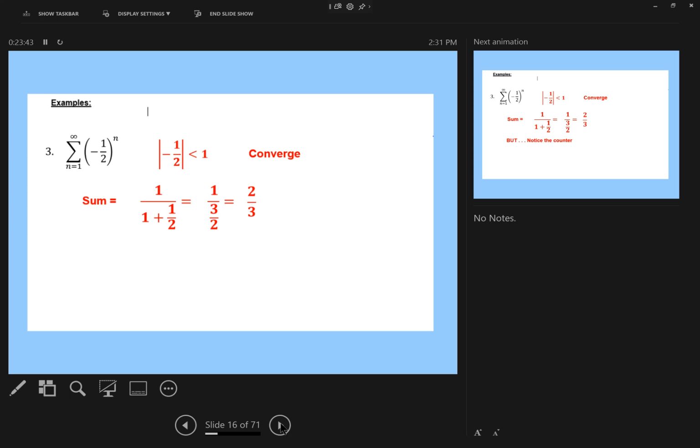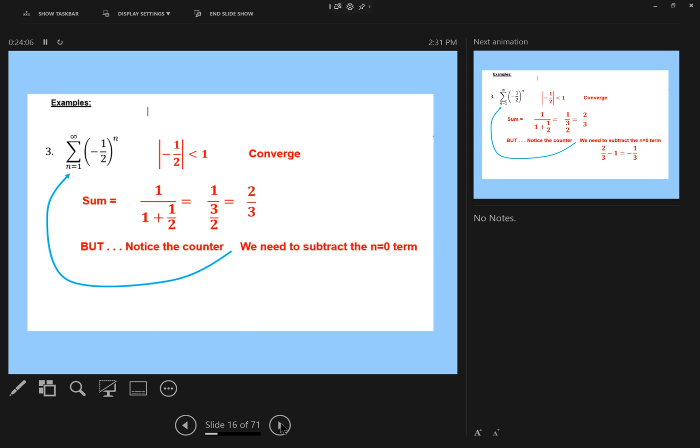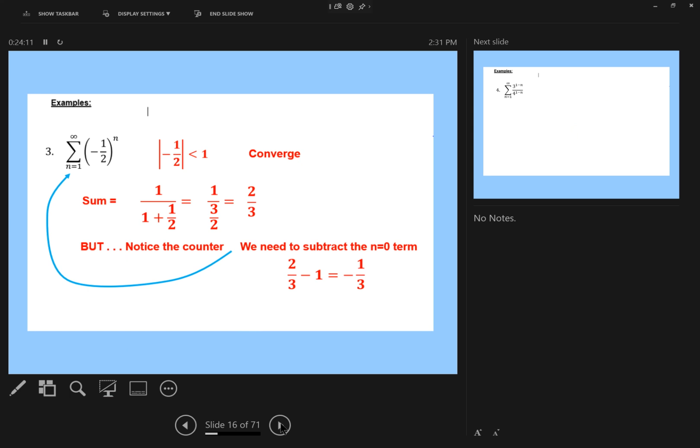So when I did this, this formula is including the 0 term. But I don't want to include the 0 term, do I? I want to start at the 1 term. So I just need to remember to subtract out the 0 term. So what was the first term? The A number? 1. So I need to subtract out the 0 term, so I need to subtract out 1. And the sum is actually negative 1/3. So if your counter over there doesn't start at 0, you need to remember that formula that I gave you for the sum, that includes the 0 term.